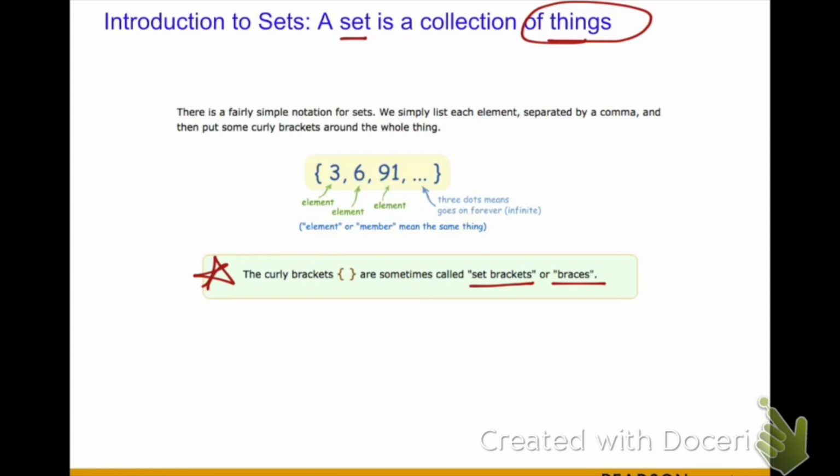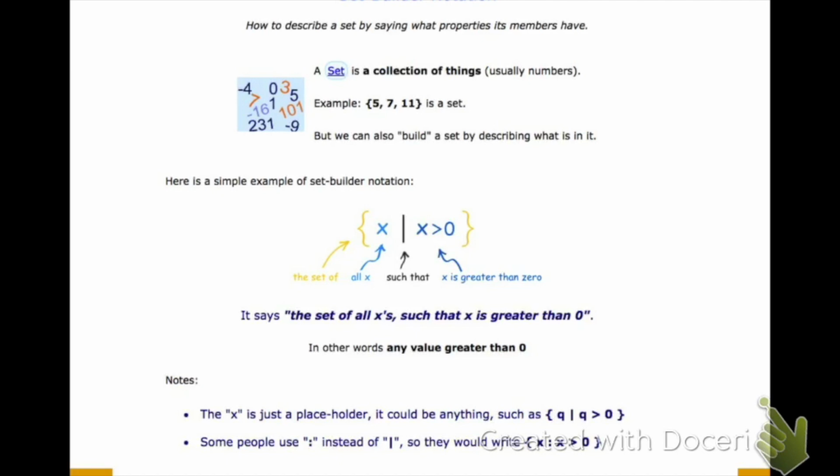Notice the 3 dots mean that the set goes on for infinite and then contains an infinite amount of numbers. Notice the set is always denoted using curly brackets. These are also sometimes called set brackets or braces. When we're working with sets, we want to make sure that we can use the proper notation for them. In this case, we call that set builder notation.